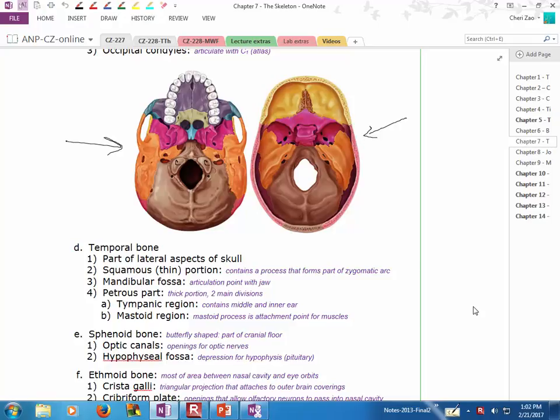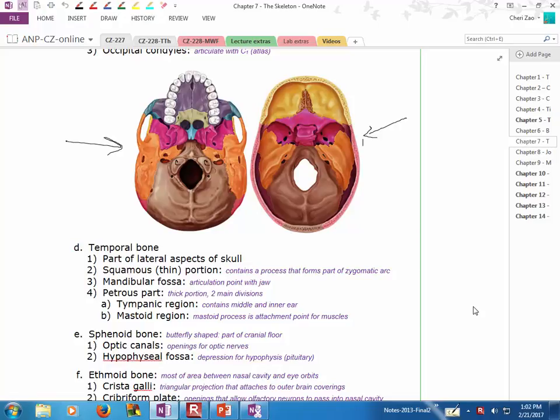That's why it's been simplified for you, because there's so much material that we could actually give you in an exam, and we're just kind of simplifying what we do with the bones. We know there's 206 bones of the body. We know that we divide them into two categories, axial and appendicular skeleton.